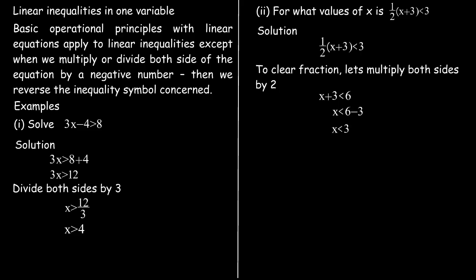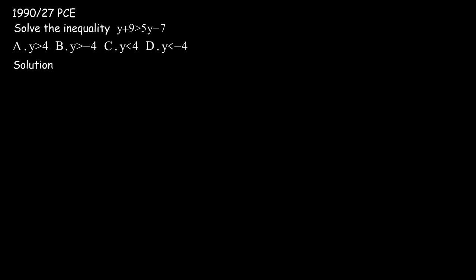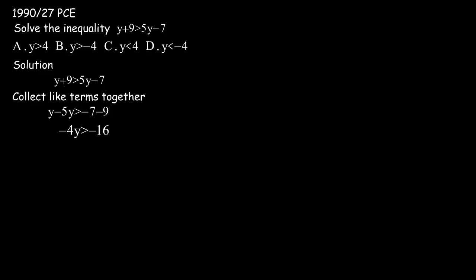Our next question is from 1990, and it states: solve the inequality y plus 9 is greater than 5y minus 7, and we're given the options. For our solution, y plus 9 greater than 5y minus 7, our first step is to collect like terms, and it becomes y minus 5y is greater than minus 7 minus 9. Simplifying both sides, it becomes minus 4y is greater than minus 16.